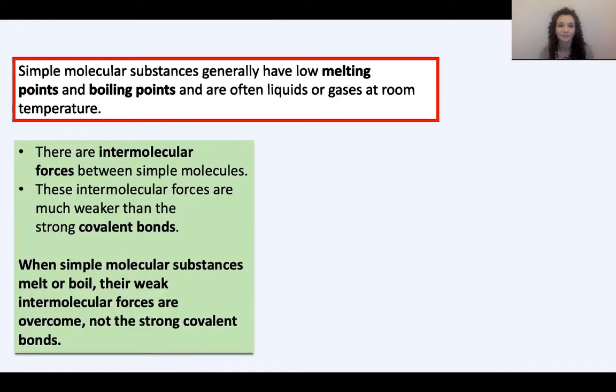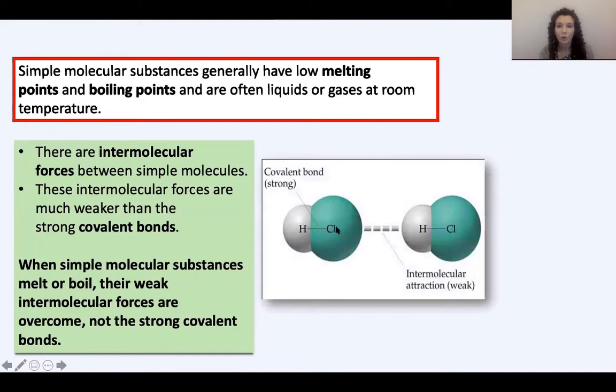Well done. So the reason that they have these really low melting and boiling points is because of the intermolecular forces, so that's the forces between the molecules. Looking again at the hydrogen chloride molecule that we made a moment ago, the intermolecular forces between those two molecules are really weak, all right? So they're very, very weak. And so therefore it doesn't take a lot of energy to pull them apart. So if you add a bit of heat energy, they start moving apart, okay?